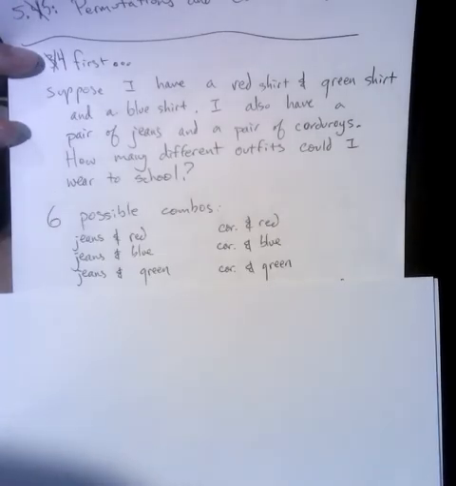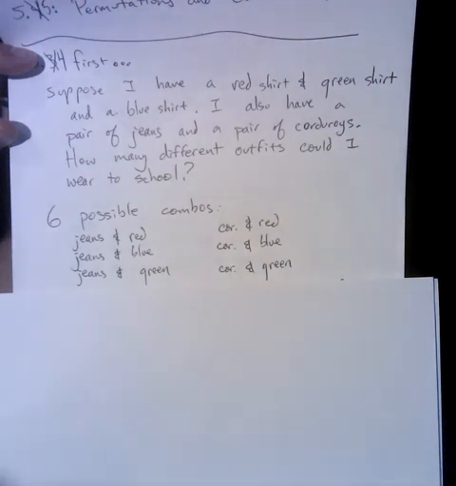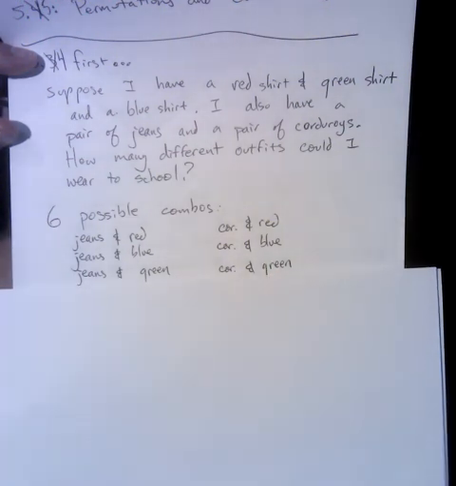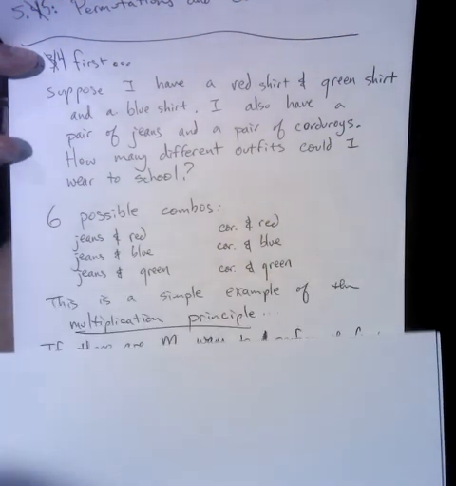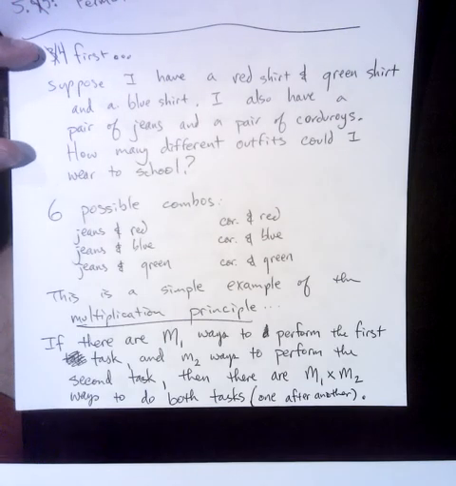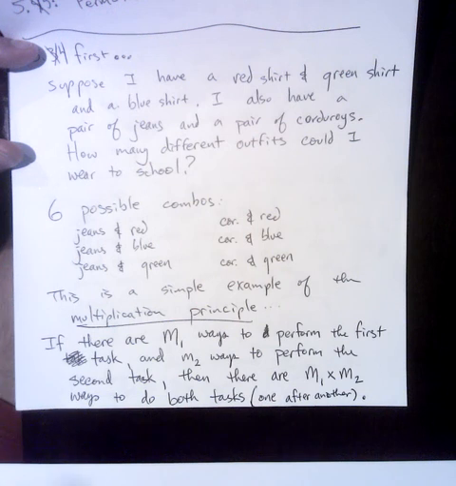I could wear jeans with the three different colored shirts. I could wear corduroys with the three different colored shirts. That gives me a total of 6 possible combinations. Now this is a simple example of a more complicated math principle called the multiplication principle, or the multiplication rule. So it goes something like this.